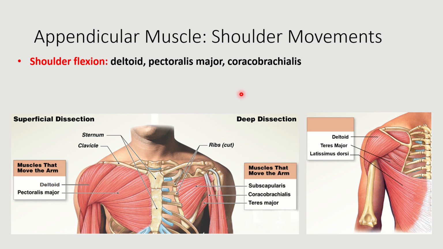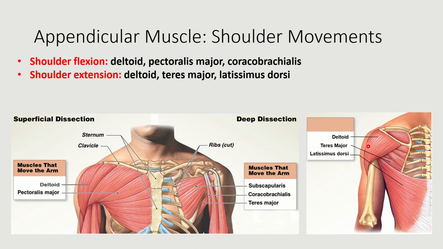Some of the anatomy of the skeletal muscle. So an important area is the shoulder joint. Some muscles are responsible for flexion, which is the anterior movement of the arm. So deltoid, okay. Deltoid has three different functions. So one is the flexion, the other one is abduction, and the third one is extension. Pectoralis major, okay, and the coracobrachialis. Three different muscles.